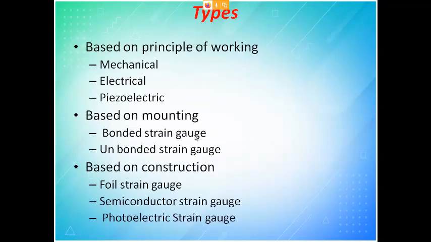Then types of strain gauge: we have mechanical, then electrical, then piezoelectric. I think you all know what piezoelectric is. It is some crystals. In the earth there are some crystals. In those crystals, when you give vibration to the crystal, you get an electrical pulse, and vice versa is also possible. When you give an electrical signal to that crystal, it will generate sound waves.